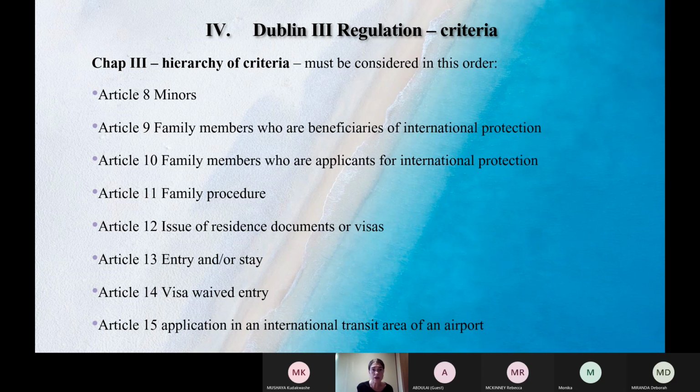So the first one is minors, and these are unaccompanied minors. The rule is that if the unaccompanied minor has a family member or a sibling in another member state, that member state is responsible, provided that it's in the best interests of the child. Family member here is father, mother, or another adult responsible for the applicant, whether by law or by practice of the member state where the adult is present, or a sibling.